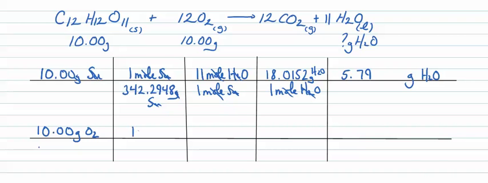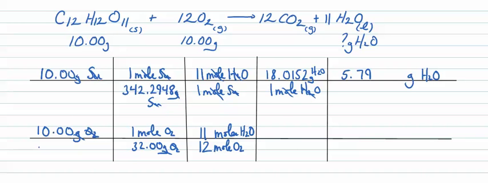And we're going to do the same thing to oxygen. We're going to change it to moles. And we're just going to put 32 grams down below. Grams of oxygen would cancel out at that point. And then we have a mole ratio again. Now this mole ratio says 12 moles of oxygen for every 11 moles of water. It's a lot of oxygen you have to use to burn sucrose.